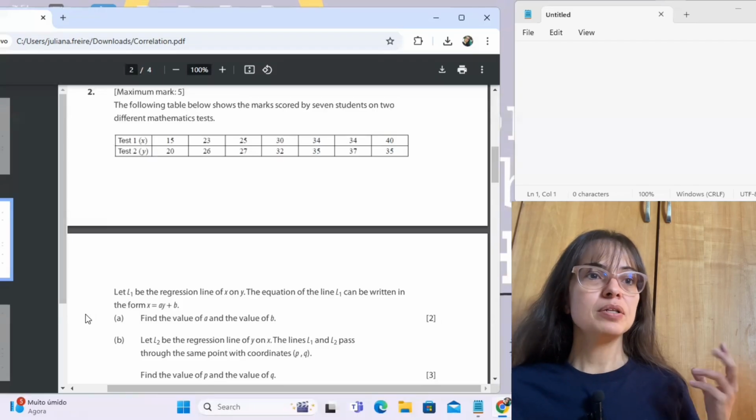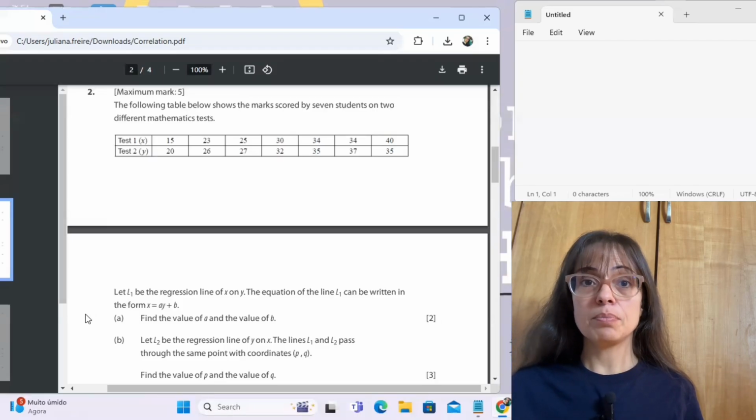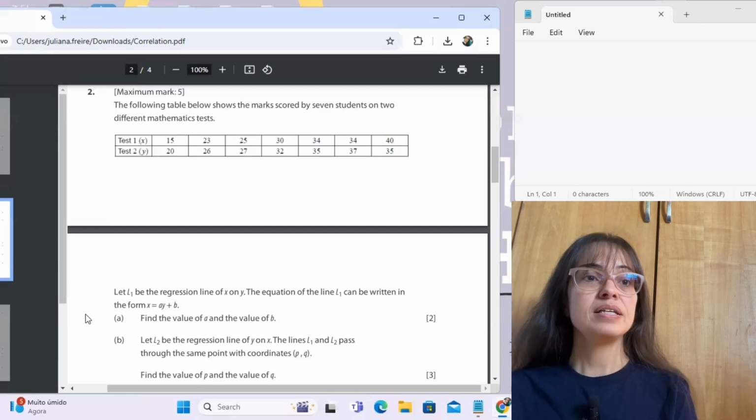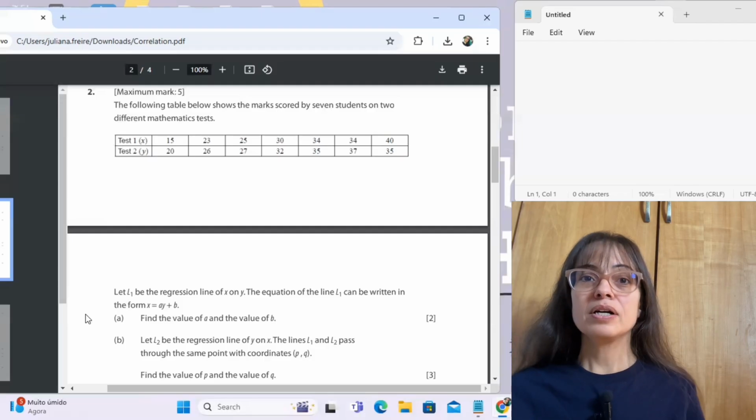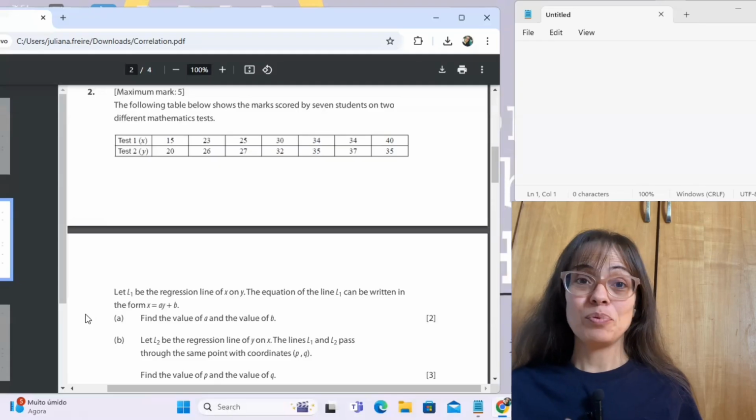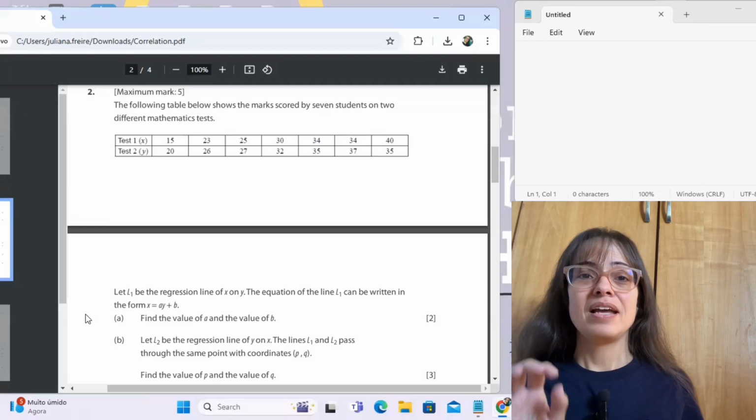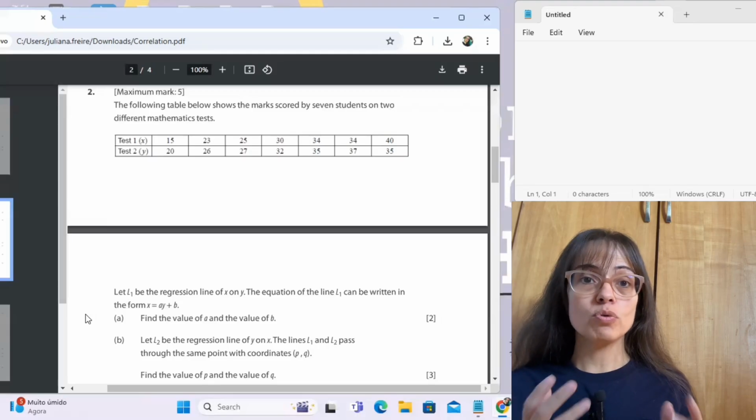Okay. But in part B, he's now asking something about the other one. So he wants you to consider both at the same time. And he says that the lines L1 and L2 pass through the same point with coordinates P and Q. Again, what is this point? The intersection of both regression lines. It is the point that has the average of x and the average of y. So those are going to be the numbers P and Q that he's asking you for.